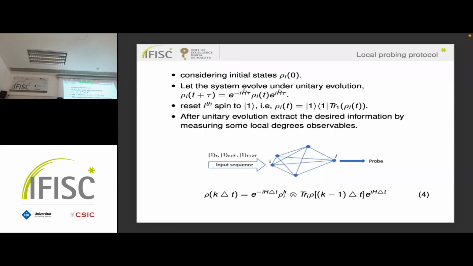After each reset and time evolution, we calculate the spin expectation value of another randomly selected qubit, which is called the test qubit. Here we take the partial trace over i, removing the contribution of this qubit from our system, and then replace it with a new state, the reset state, and evolve for a period of delta t. Here k represents the input number. The first time I reset the state of the system, k is 1, the second time k is 2, then 3, and so on.